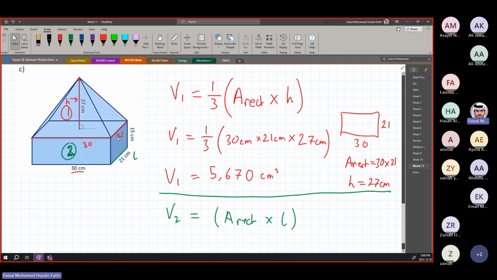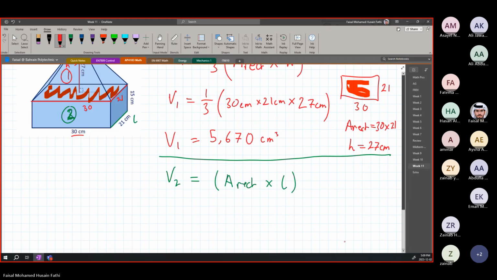It's not 30 times 15, because if you look here, this is the rectangle for V1. This is the shaded part here. This is the rectangle we are drawing. This is the same as this rectangle. So the side of it is 21 and the other side is 30, okay? 15 is just the height of this one.